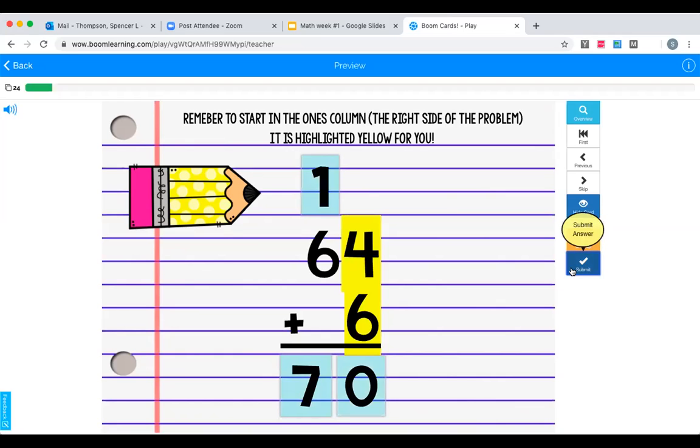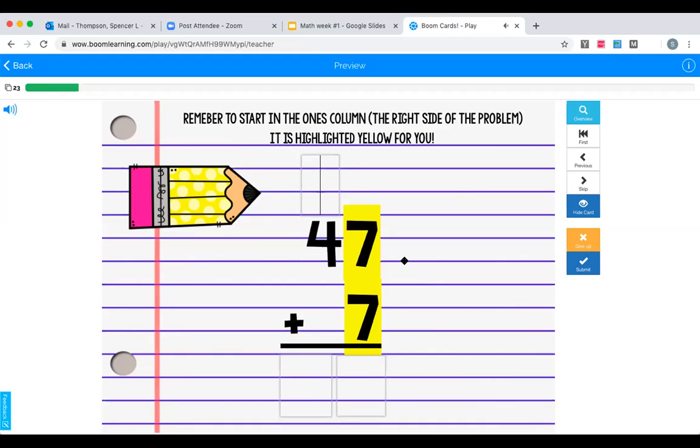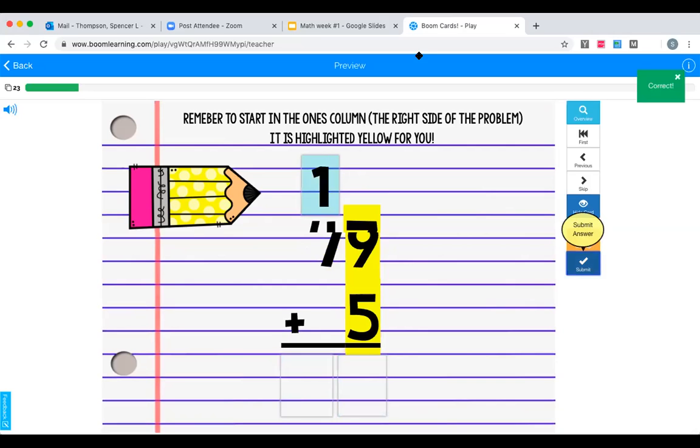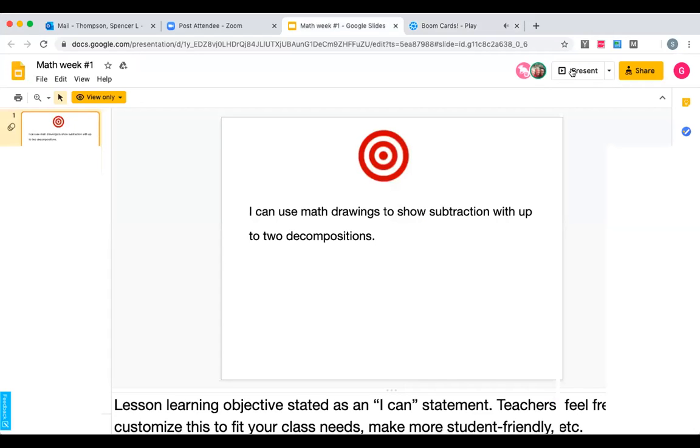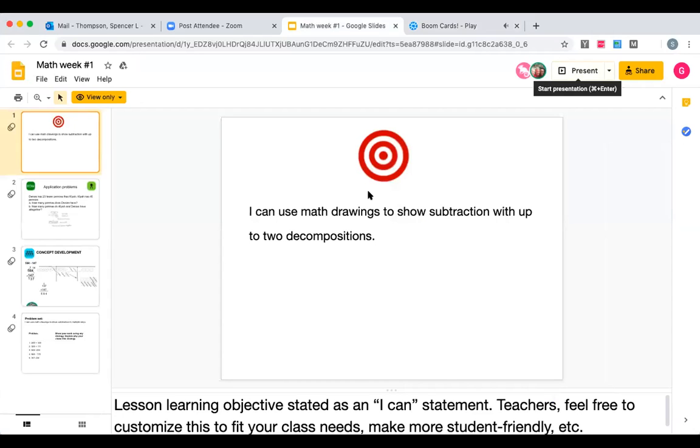All right. One more. Just like the last two, we're going to start in the ones column. This time I see 7 plus 7. That's 14. I'm going to put my 4 down here, my 1 in the tens column. 1 plus 4 is 5. Let's check our answer. Yes, 54. We got it. All right, boys and girls, now let's look at the rest of our math lesson.